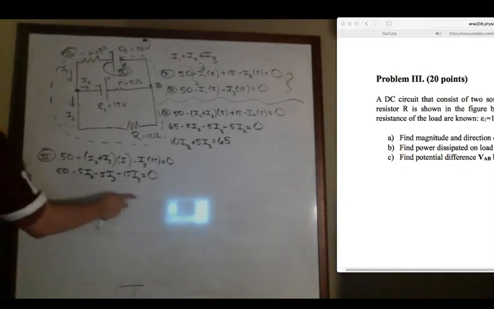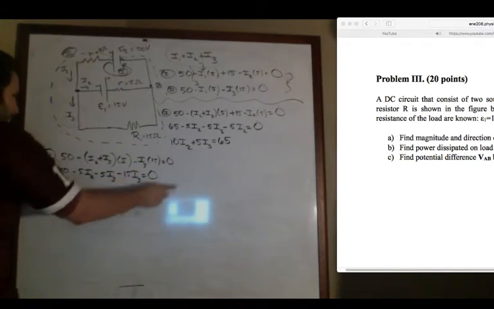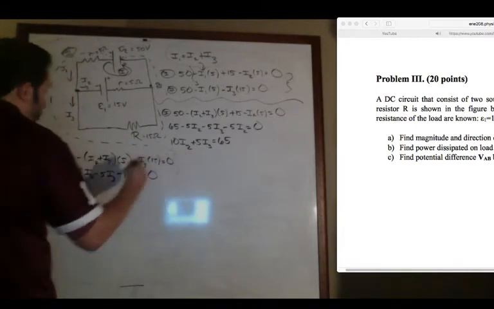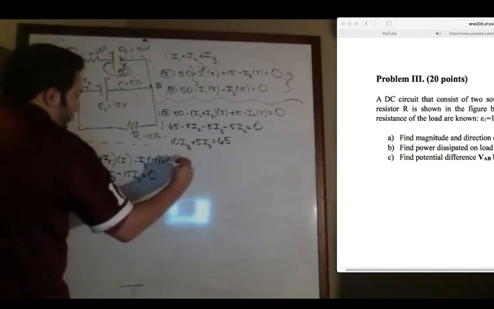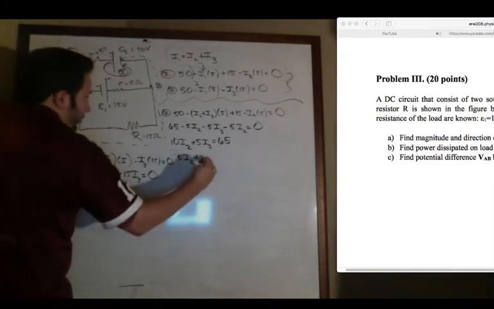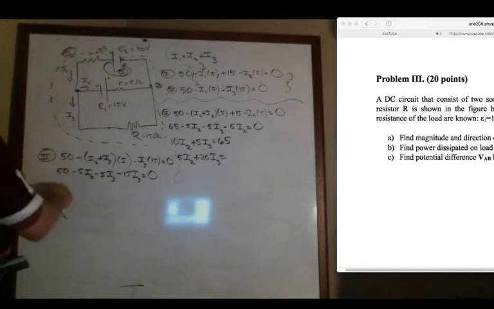And so now moving everything over to one side, moving this minus 5I3 minus 15I3 to the other side, what I'm going to end up having is the 20I3 and 5I2. This right here is going to be plus 20I3, and this is going to equal that 50.